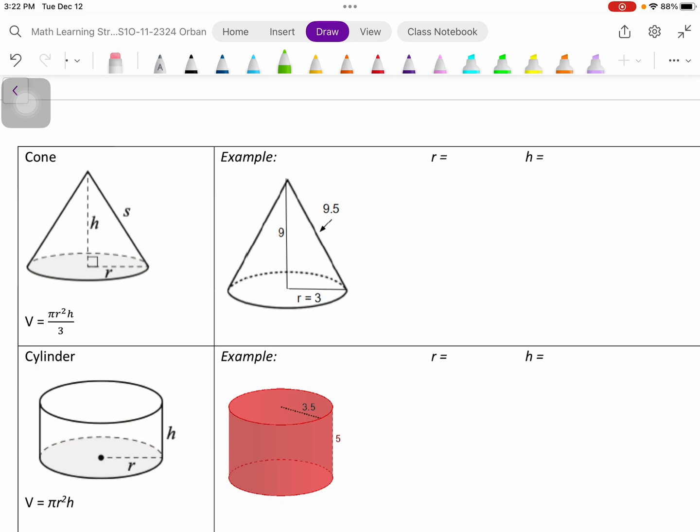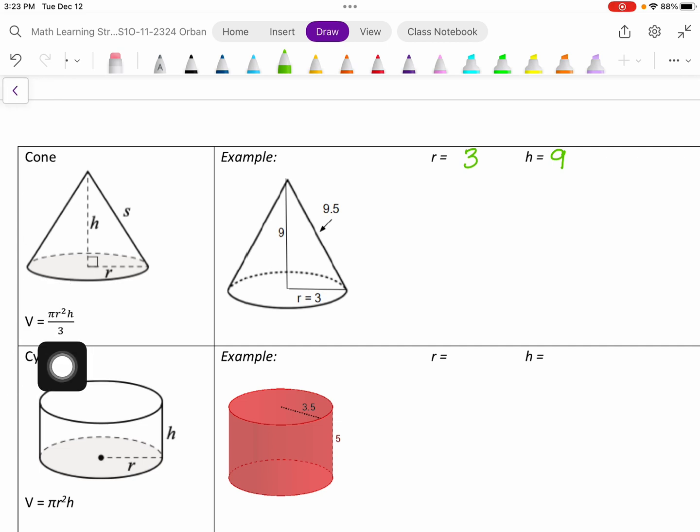Next shape is a cone. Here we have a circular base, and then coming up to a point. Our radius is the radius of that circle, so half of the distance across the circle, or from the very center of the circle out to an edge. And then the height is from that very center of the circle up to the tip of the cone. The s is again the slant height, but we don't need that to calculate volume. We'll need that for surface area. So in our example here, our radius is 3 and our height is 9.